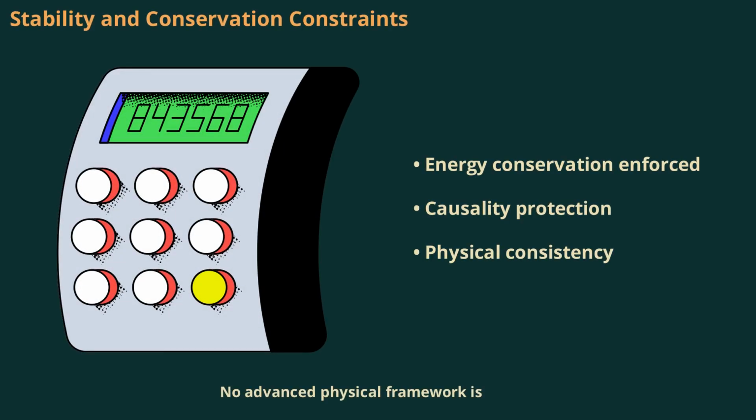No advanced physical framework is complete without addressing stability and conservation. AEON STRATUM PRIME enforces strict energy conservation over closed temporal cycles, ensuring that the total energy remains constant. Additionally, causality protection constraints are imposed to prevent paradoxical or non-physical behavior, with limits set by the local light cone structure. These constraints guarantee that the system remains physically consistent and free from violations of fundamental laws.